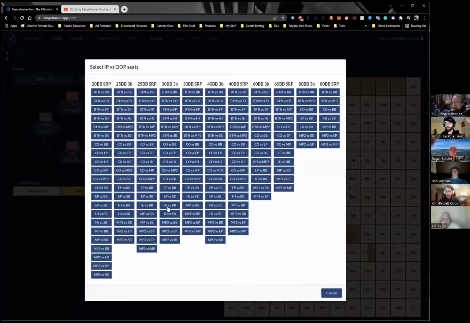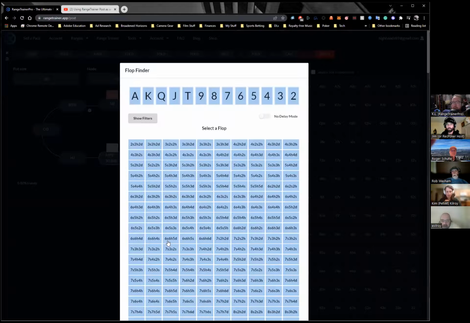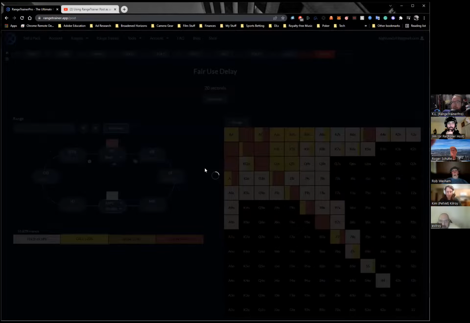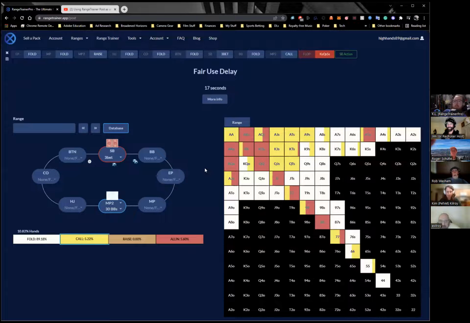Is it single raise or 3-bet, Kim? Single raised. So we're gonna do MP2 versus small blind, very similar range. And what was the flop? The flop is monotone: king, queen, 5. King, queen, 5, monotone, boom. So here we go. I love how we can pull this up like this.